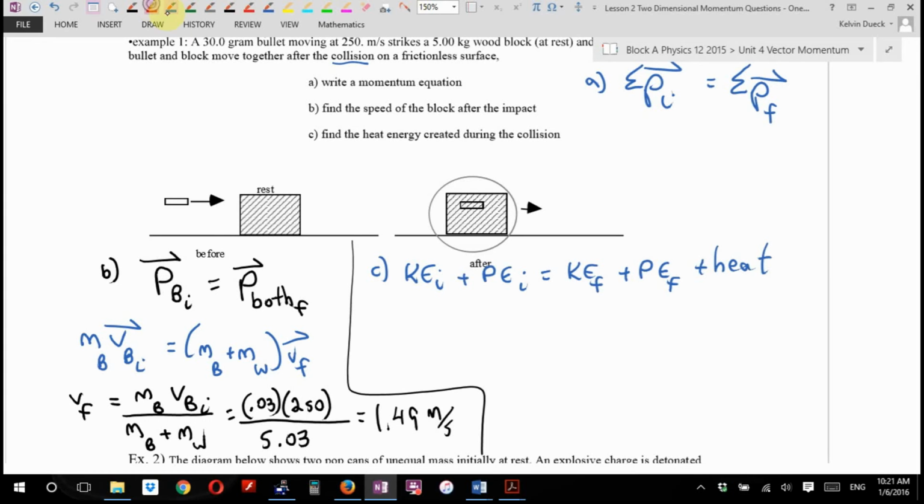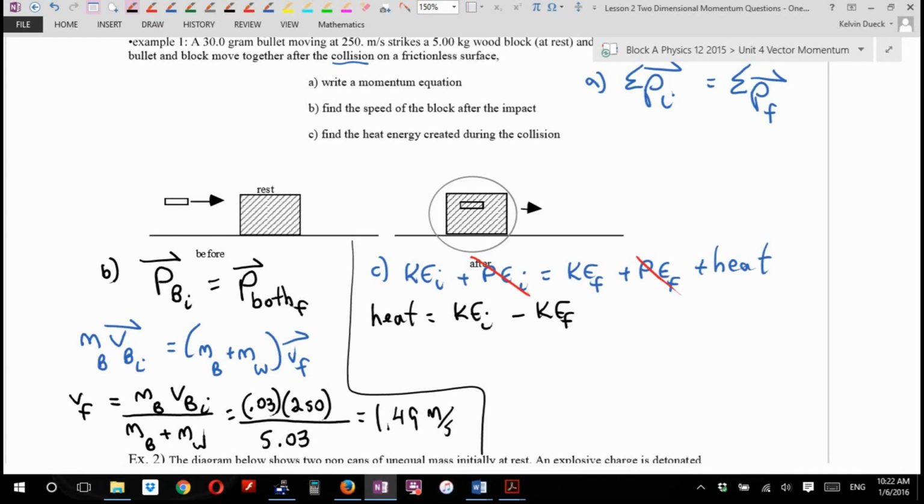You know what? That's kind of nice. How would I get the heat by itself? So heat is going to be the initial kinetic energy of the system minus the final kinetic energy of the system. Whatever's missing must have been turned into heat. Kinetic energy, by the way, is not conserved. Otherwise, kinetic energy initial and kinetic energy final would be equal.